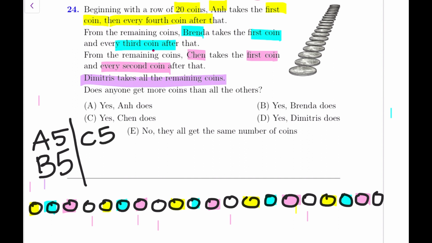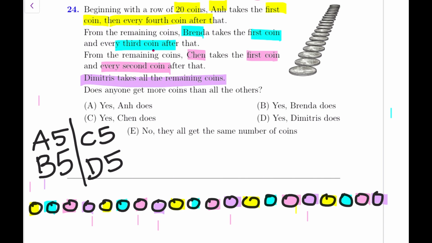Now the next person is Dimitri. Dimitri takes all remaining coins. So whichever coins are remaining, 1, 2, 3, 4, 5. And see what has happened. Dimitri also got 5 coins, and we have laid it out, and there is no confusion. There is no way of getting it all wrong.